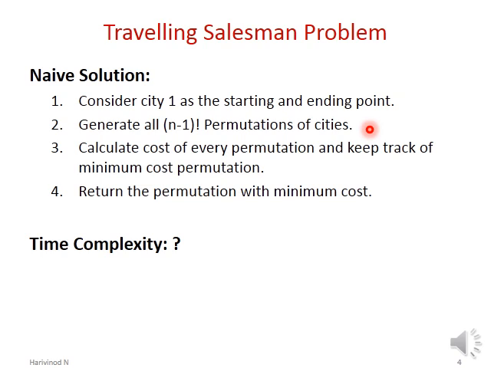We need to compute the cost of every permutation and find the best one. Best corresponds to the path with the minimum cost. So this is the naive solution for the problem. Of course, the time complexity of this method is in terms of factorial. As the n value increases, the complexity increases very drastically. So we are looking for better algorithms so that the problem can be solved in lower time complexity.